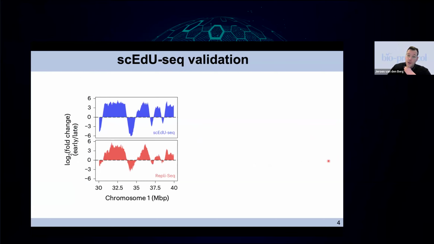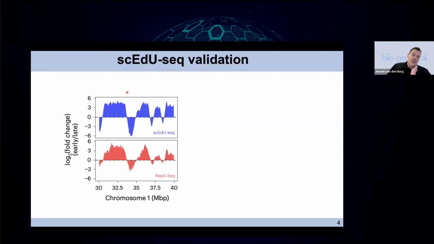So in order to show that this works, we initially started to validate our method by comparing it to an already existing method, which is called replication timing. So here you can see a region of chromosome 1 in the genome where we have taken cells that are early replicating and cells that are late replicating, which is the staple of this DNA replication method. And you basically look at the regions in the genome which are either early replicated, indicated by a signal that is positive, or late replicating, that is signal that is below 0 over here.